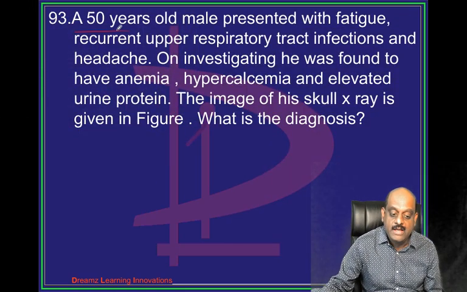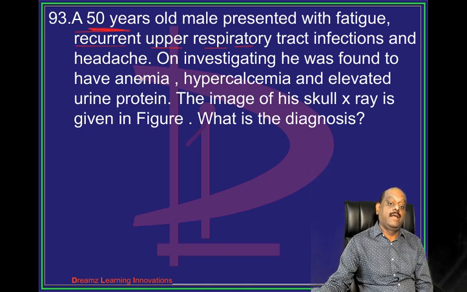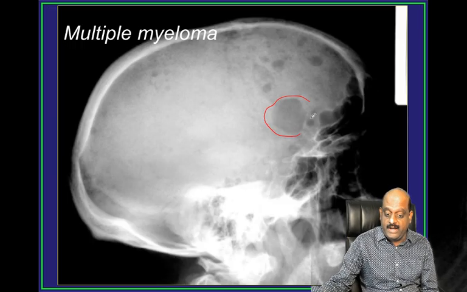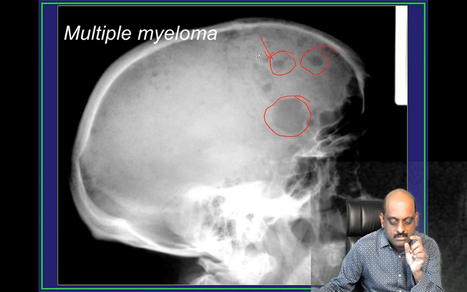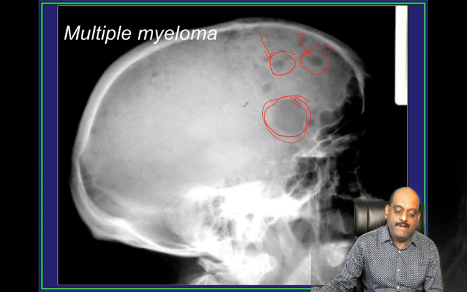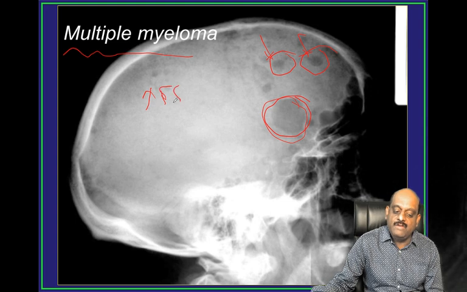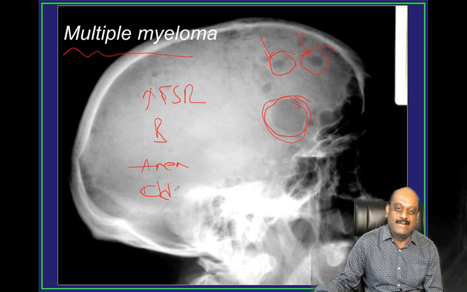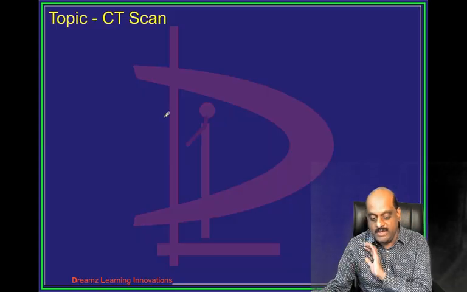Now the next question. A 50-year-old male with fatigue, recurrent upper respiratory infection, anemia, hypercalcemia, elevated urine protein. X-ray is showing this kind of lucent lesions, bony defects, calvarial defects. That is multiple myeloma. High ESR, severe body pains, anemia, elderly lady. After all this, if you don't remember multiple myeloma, you are not a student of Murali Bhardwaj.